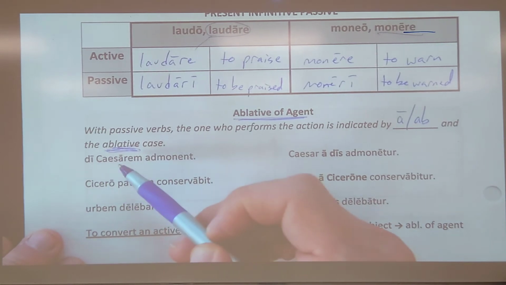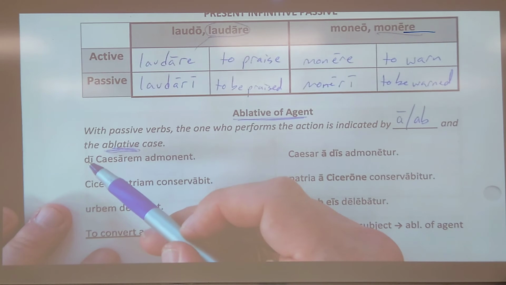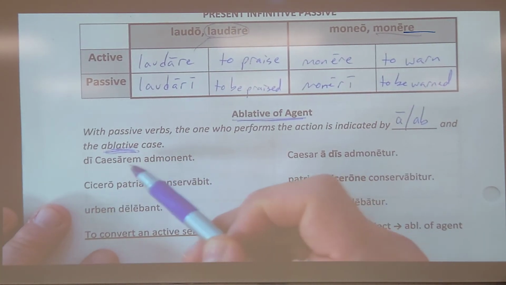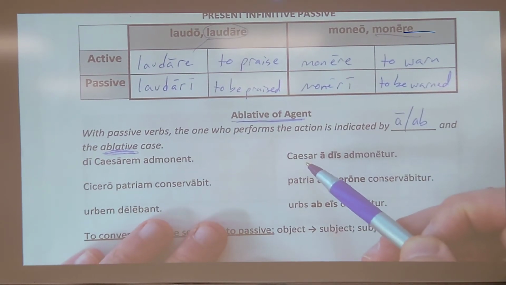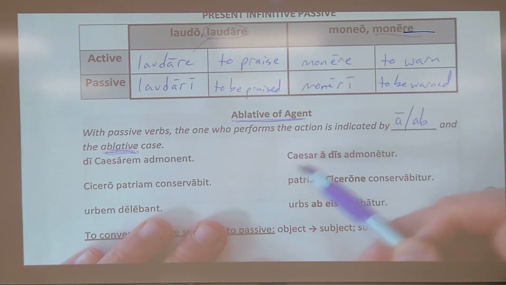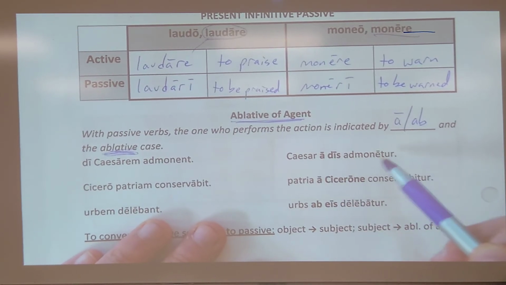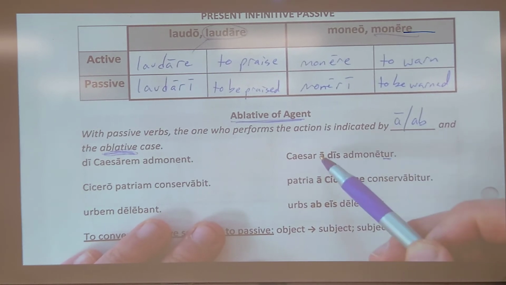Di Caesarem admonent. This would say the gods warn Caesar. The gods are warning Caesar. In the passive, Caesar a dis admonetur, Caesar is warned, see the passive? He is being warned a dis, by the gods.